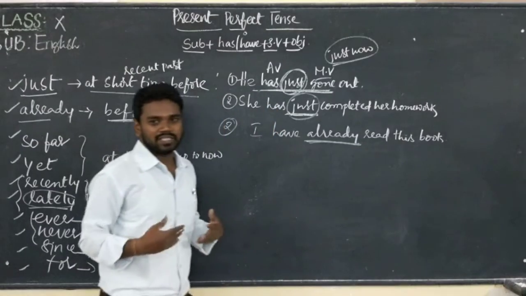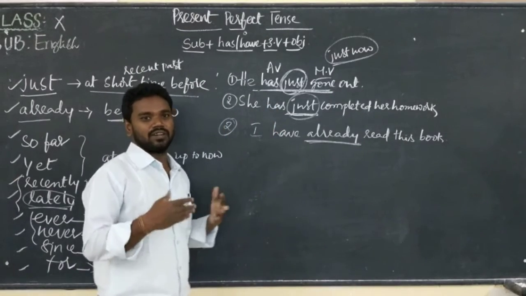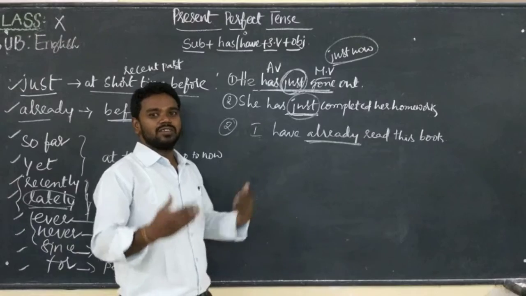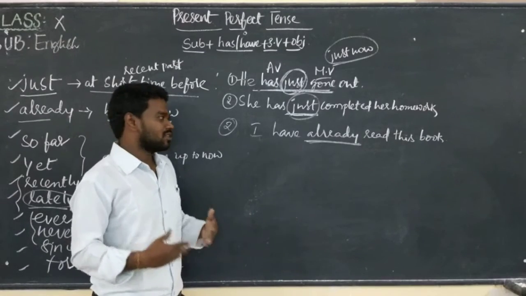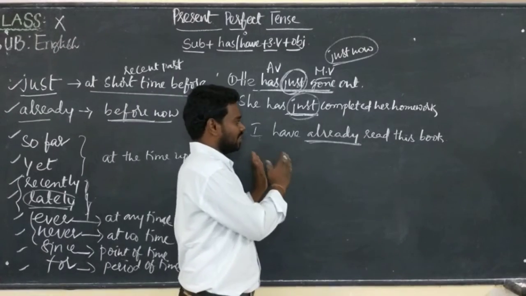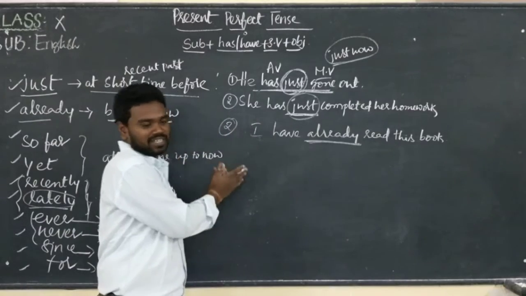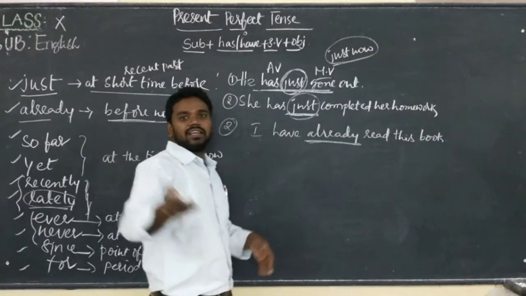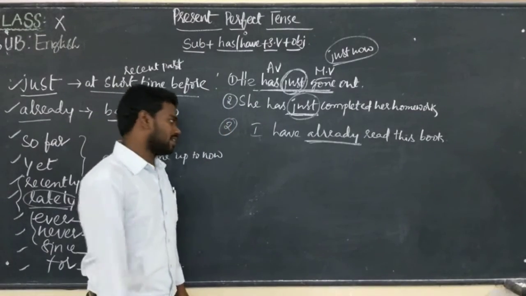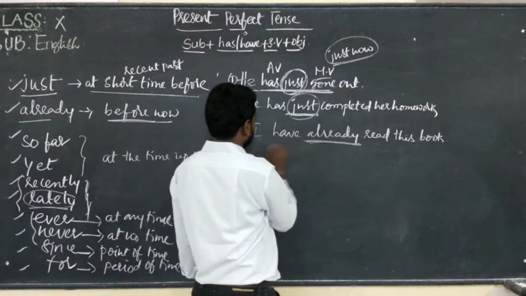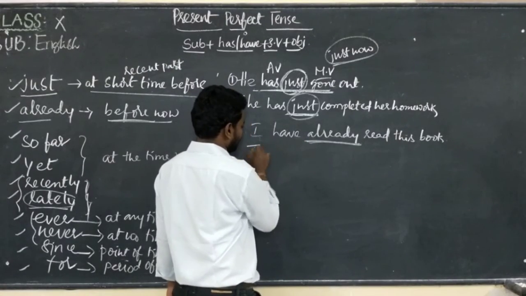So what did I expect? I expected you to complete it by 5 o'clock. You completed it by 3 o'clock. So something happened. So here reading the book is something. Something happened earlier than expected. For example, now one more example I will give you.